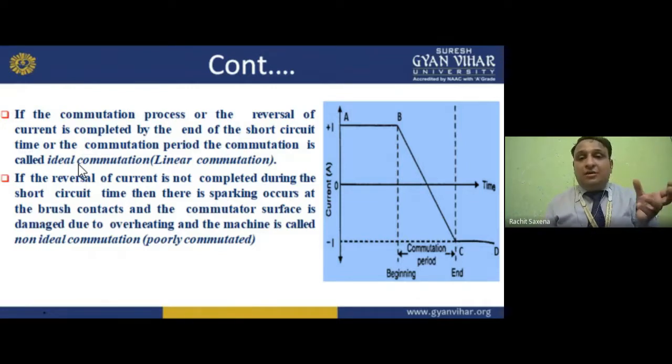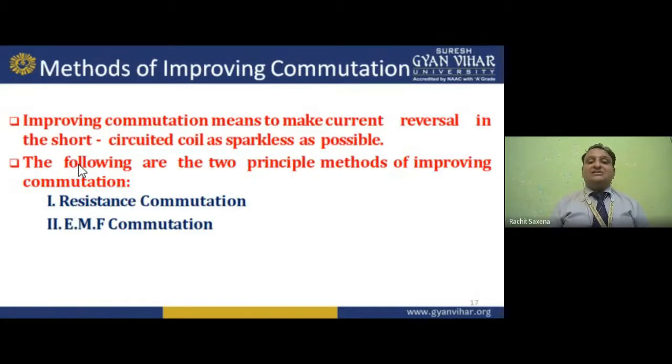So we basically lie between linear and non-linear, we can say poorly commutated or non-ideal commutation. So if non-ideal commutation we are having 50% and linear commutation the rest, we are getting 50% output, not 100%. So we want to remove that 50%, that is non-ideal, and convert it into the ideal case. If I want to improve this, I need these methods.